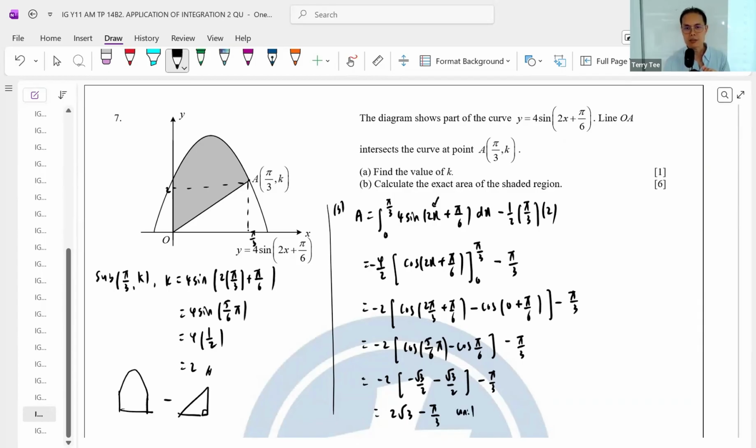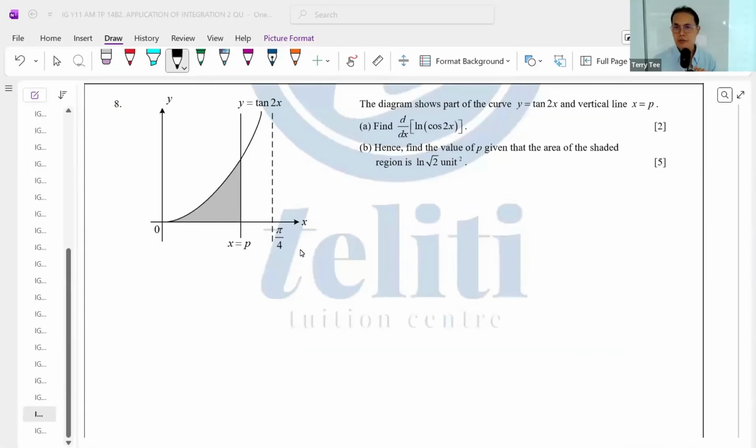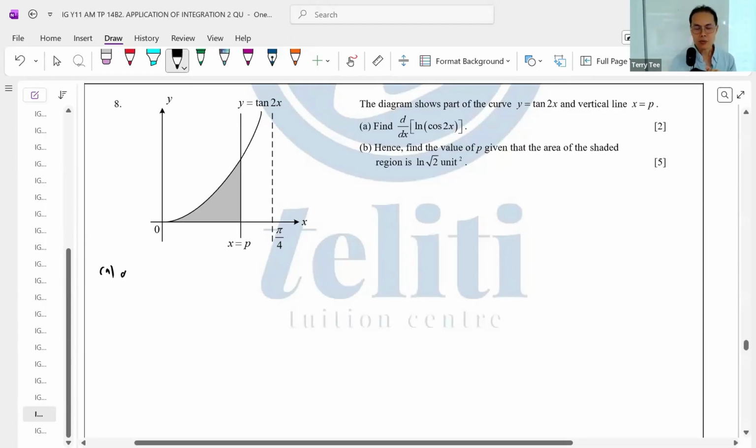Yeah. Answer a bit annoying. But they say exact area. Exact area means you don't change to decimal, leave it in root form or pi form. So this one involves differentiation and integration, because you cannot integrate tangent directly. You can integrate secant square to get tangent, but you cannot integrate tangent, at least not at your level. So that's why we have to use the differentiation part first.